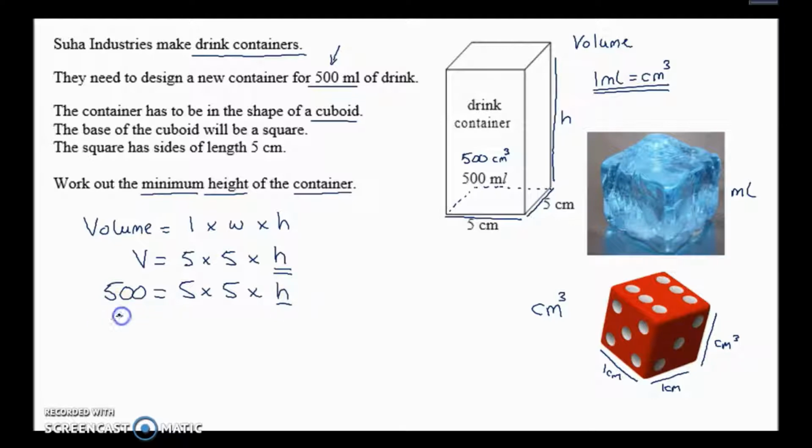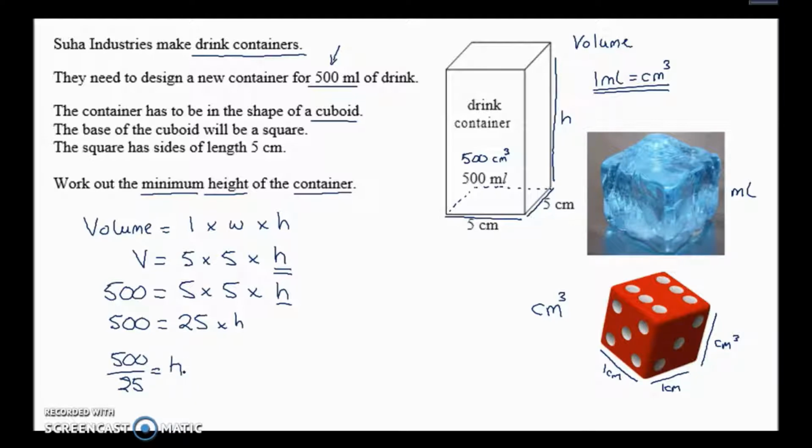So let's have a look. We've got 500 is the total we need. 5 times 5 is going to give me 25 times the height. So 25 times something has got to equal 500, and whatever that something is will give me the height. Now I'm going to do this properly, mathematically. Remember what I said about the inverse from the last question: 25 times h, well if I move the 25 over to the other side, it's going to become 500 divided by 25. That will give us the height.